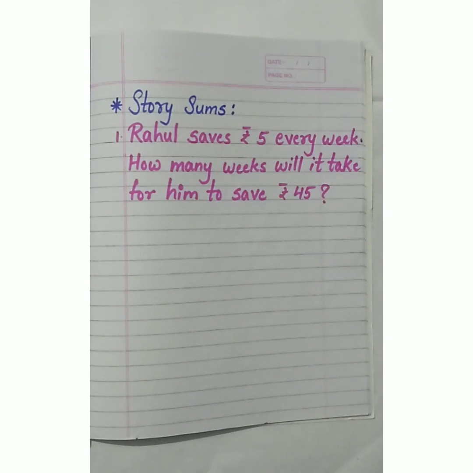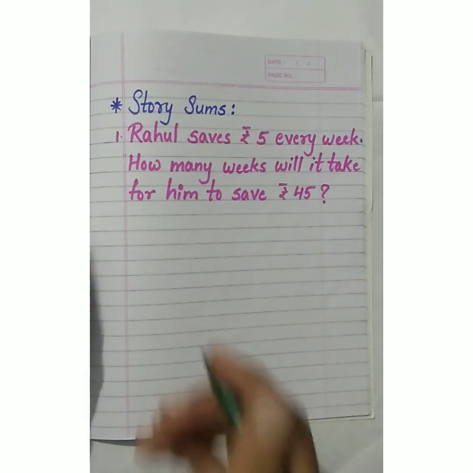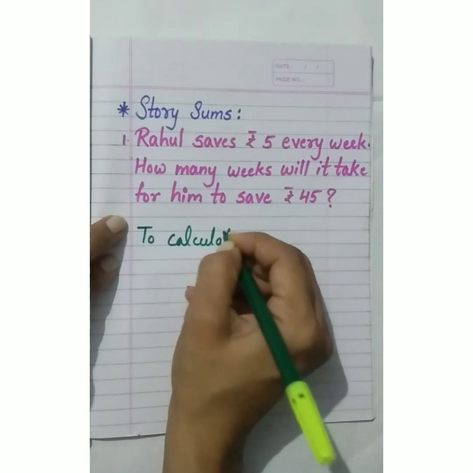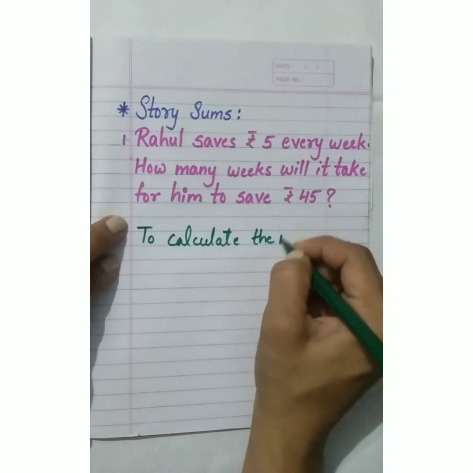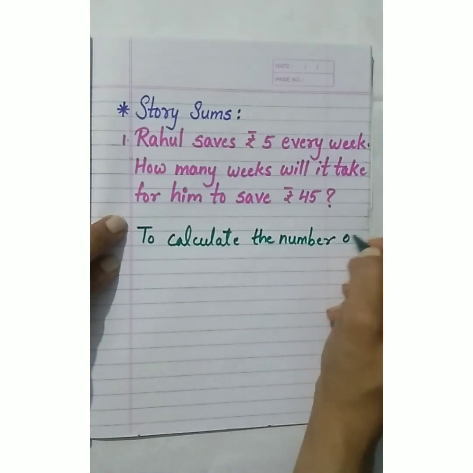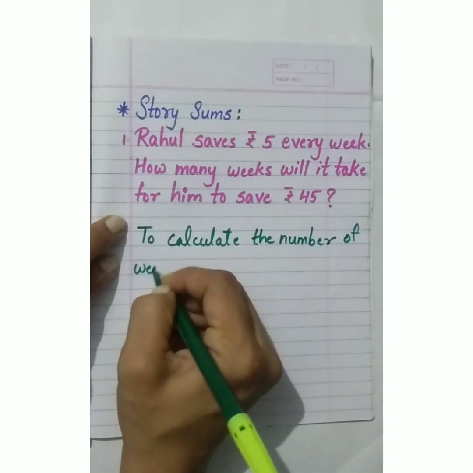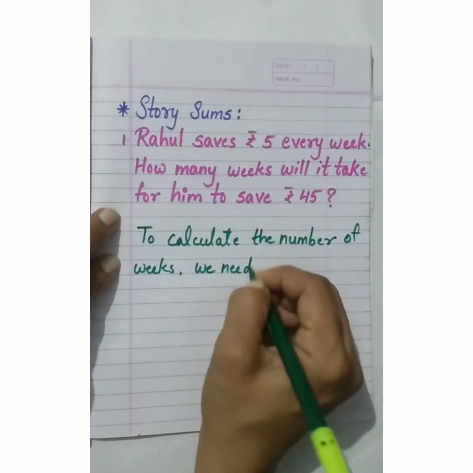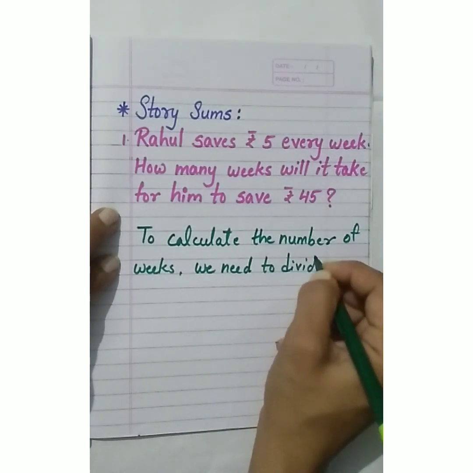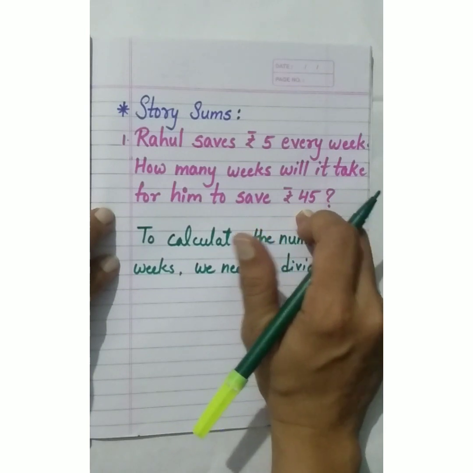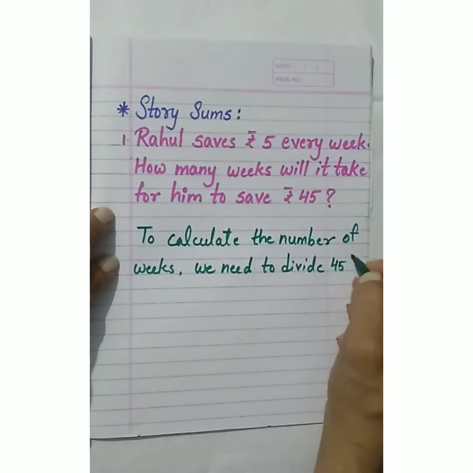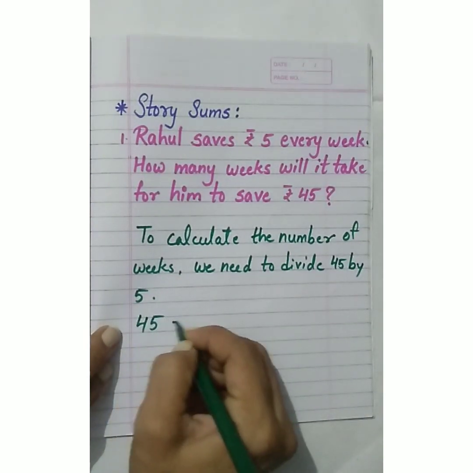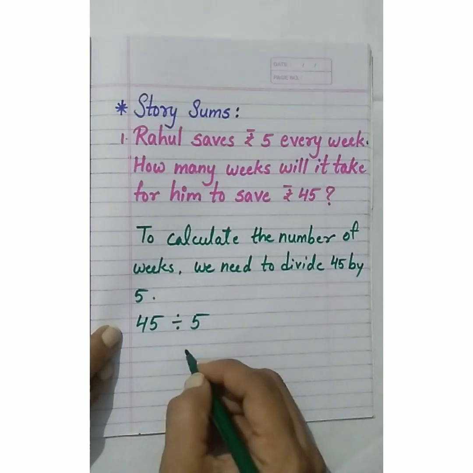So here we have to find out the number of weeks. So we will write to calculate the number of weeks. What are we going to do? We need to divide. So what are we going to divide? We are going to divide 45 by 5. So 45 by 5. So here 45 divided by 5. So let's divide.